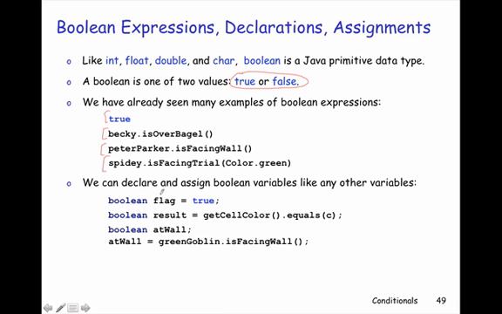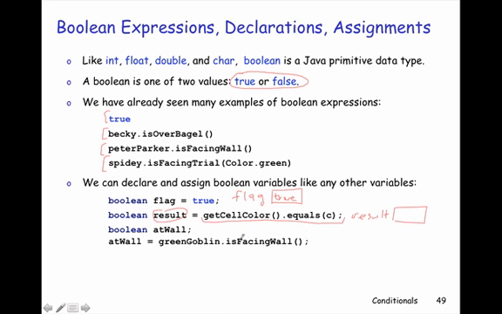So for instance, here we declare a variable called flag whose value is true. And what that does is that describes a box whose name is flag and which holds the value true. Similarly, we can have a variable named result that holds the value of this Boolean expression. So this Boolean expression, get cell color equals C, finds the color of the cell under the current bugle, sees if it's equal to the color named C, and that's either true or false. It takes that result and puts it into a box named result. So that true or false goes into a box.